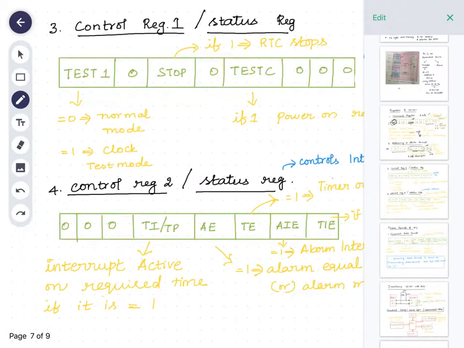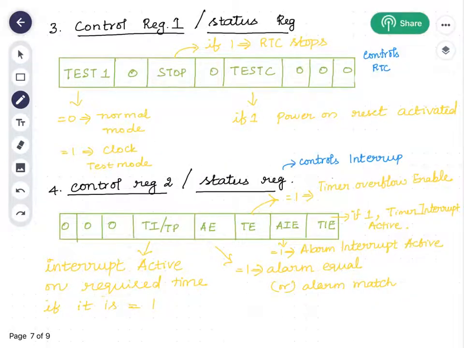Now we are going to see control register 1 and control register 2. These two control registers are going to control RTC and interrupts. Control register 1 is going to control whether the RTC must be operated in normal mode or clock test mode, and whether on resetting, the RTC must activate its power on mode or not. Like that, we are going to set the RTC device using control register 1.